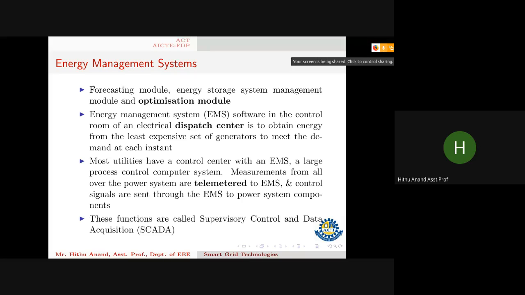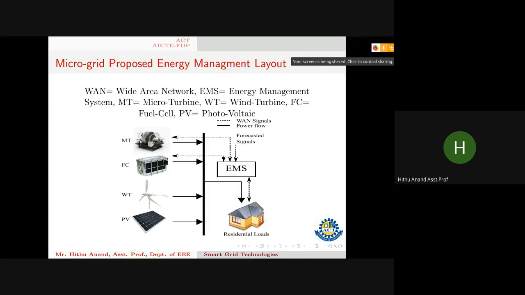So, the energy management system. In the energy management system, we have so many modules, like a forecasting module, the storage system, and an optimization module, right? This is handled by the energy management system, and it communicates within the SCADA system. So this is the proposed layout. This is what I have proposed in a microgrid.